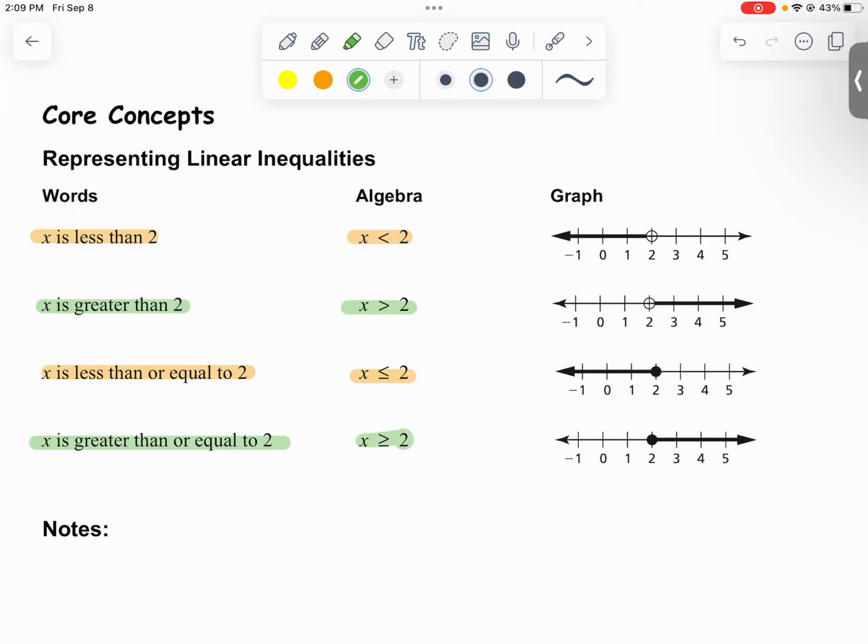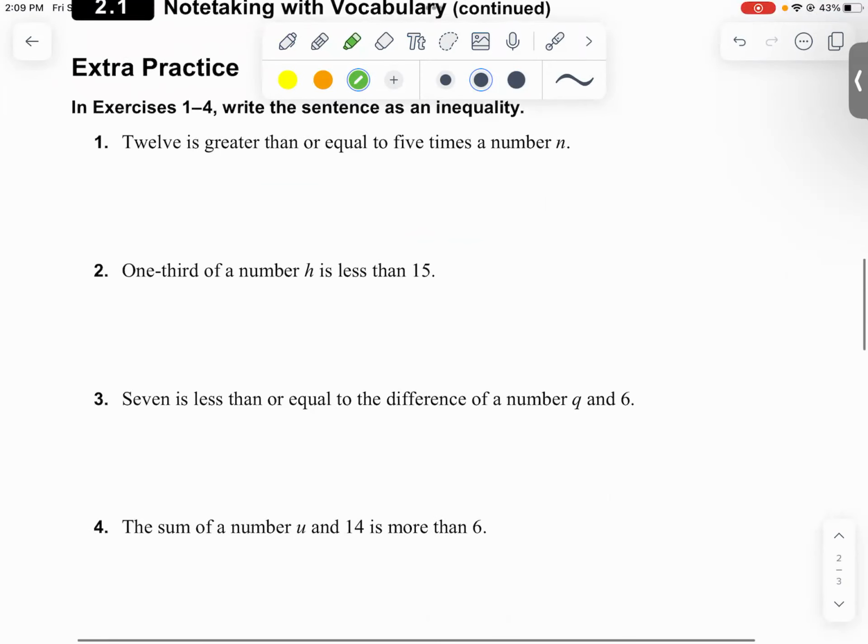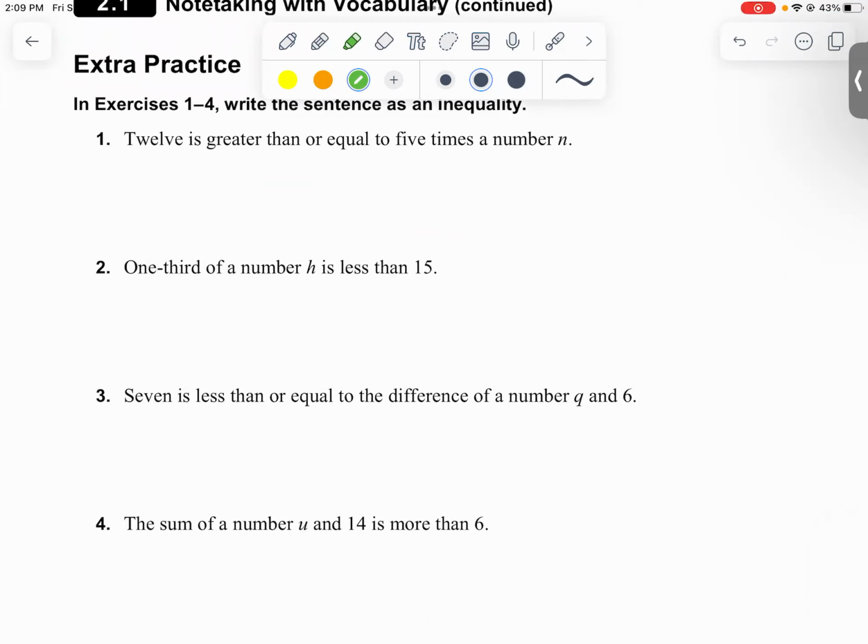Okay, on page 31. Twelve is greater than or equal to 5 times the number n. We need to be able to write that. Hey, Kyron, tell me what to write first. 12. The open of the triangle facing left with the line under it, and then 5. 12 is greater than or equal to 5 times the number n. I'll give you 45 seconds to write down what you think for 2, 3, and 4.